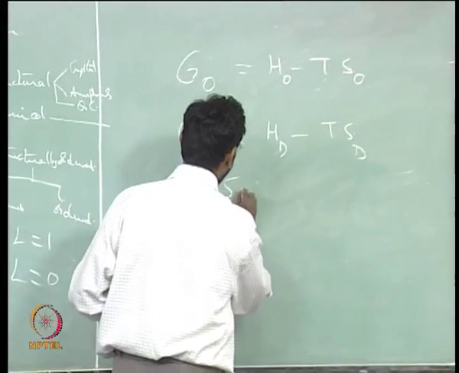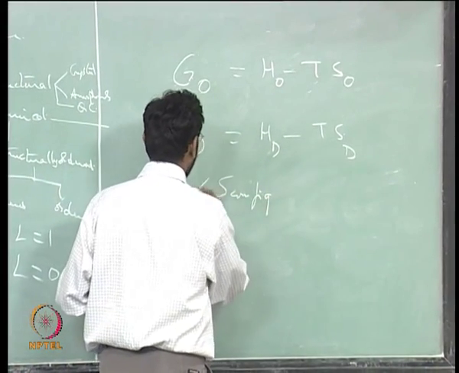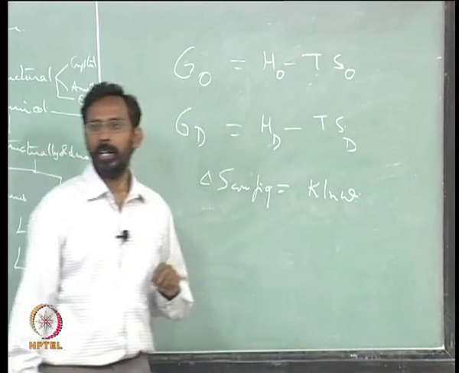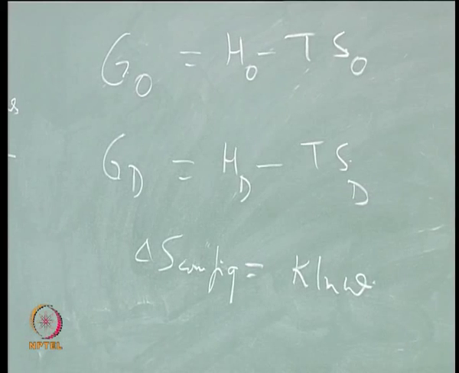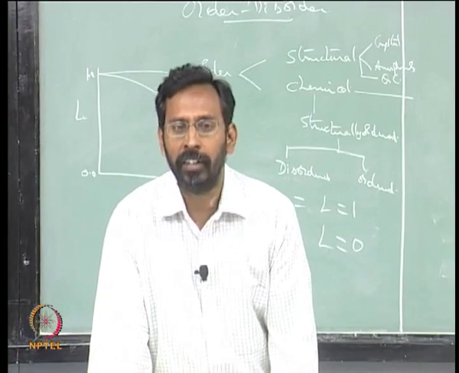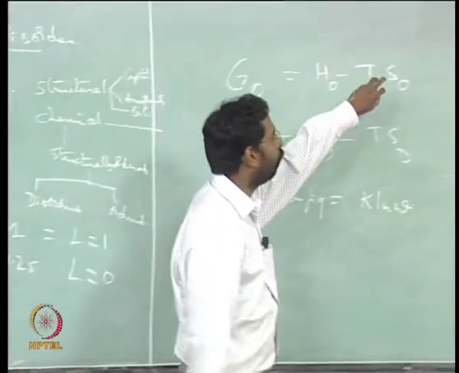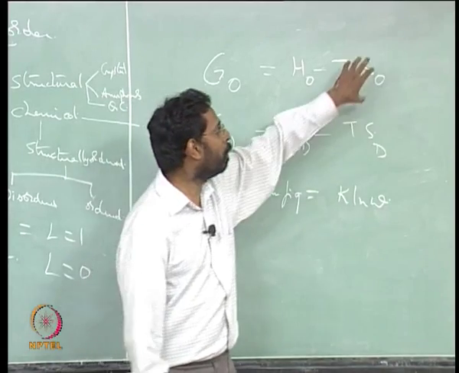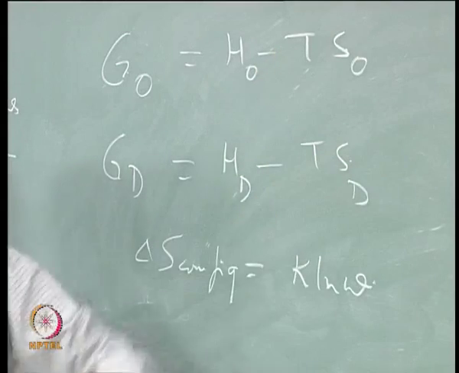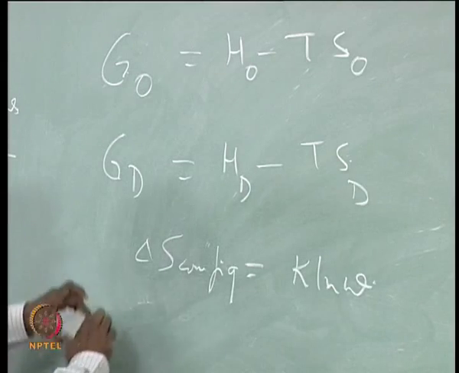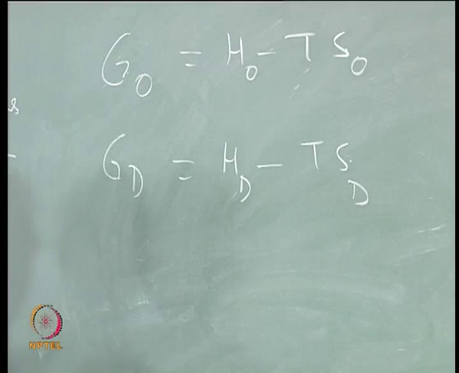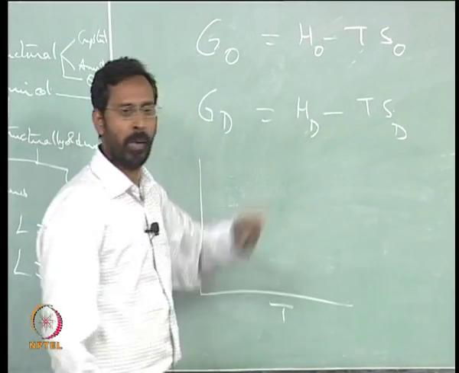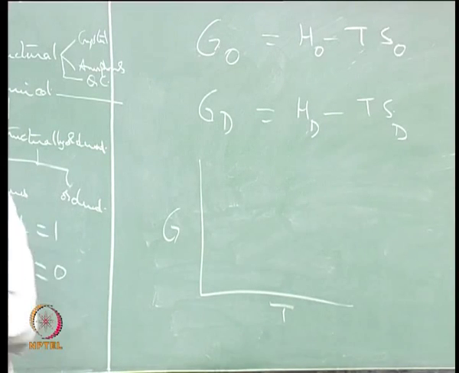What is S config? Delta S config is k ln W, where W is the number of ways of arranging atoms. If the number of ways of arranging atoms is 1, then that is 0. So the configurational entropy is going to be 0. So in principle, this particular term is going to be much smaller when compared to this term here. So as a result, if I now plot G versus T and also look at this too, H of ordered and H of disordered.